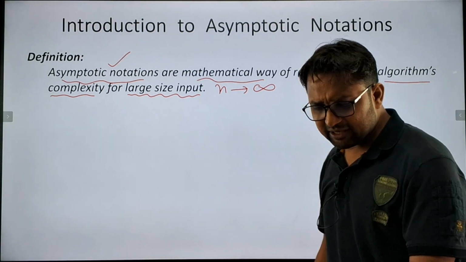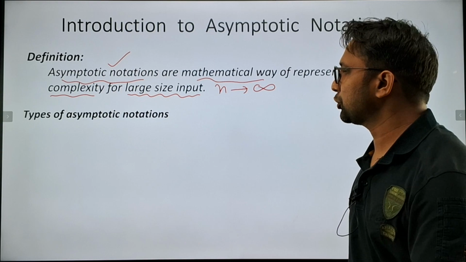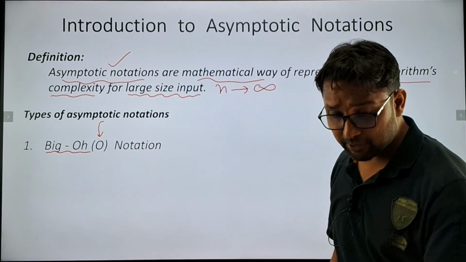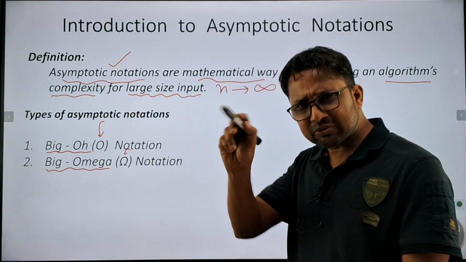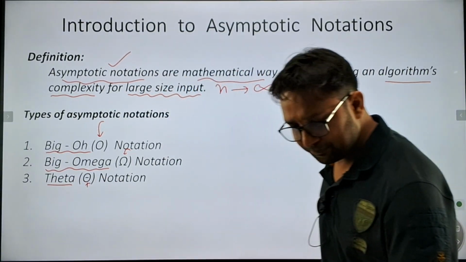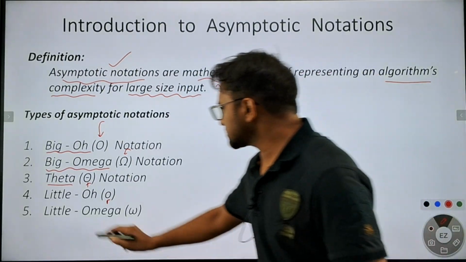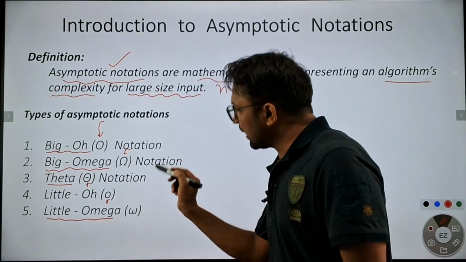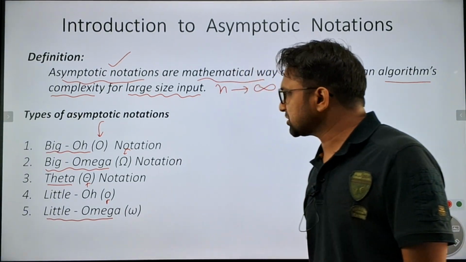Let's see the different types of asymptotic notations. There are actually 5 types. First one is the big O notation, represented with the big O symbol. Second one is the big omega notation, represented with this octopus-like symbol. Third one is the theta notation, represented with the theta symbol. Next one is the little o, a small o over here. Next is the little omega, represented with this W-like symbol. So these are the 5 different asymptotic notations.